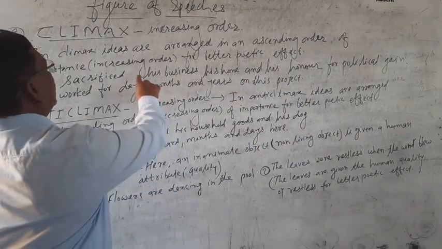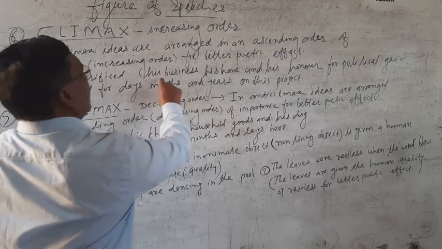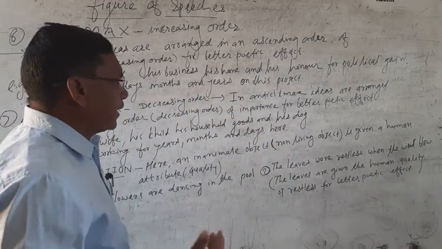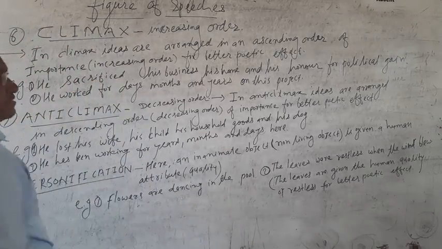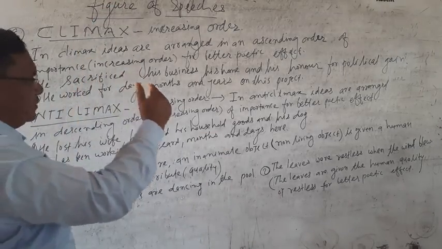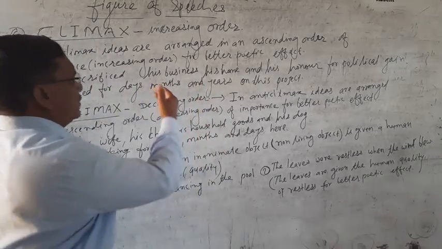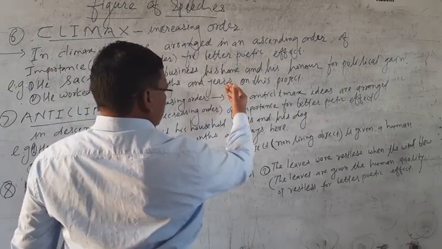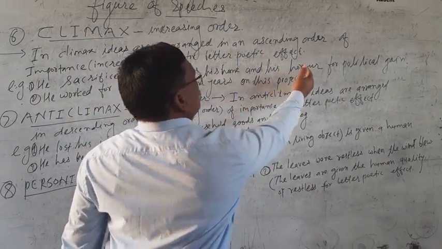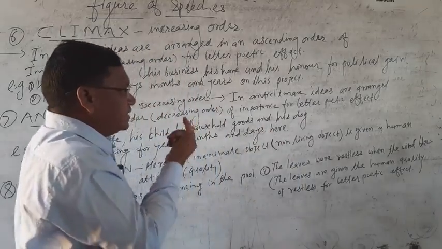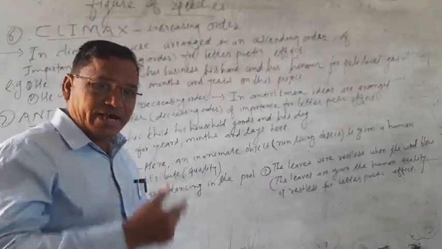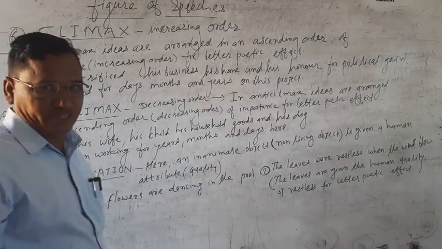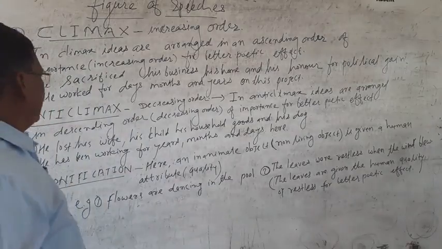So these ideas are arranged in ascending order for better poetic effect. So this is a climax. Business, home, and his honor. This is an ascending order. Business is the lowest, the middle is home, and the top is his honor. Since these ideas are arranged in ascending order, we can identify this as the climax figure of speech. Do you understand?